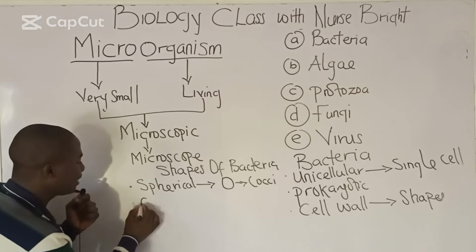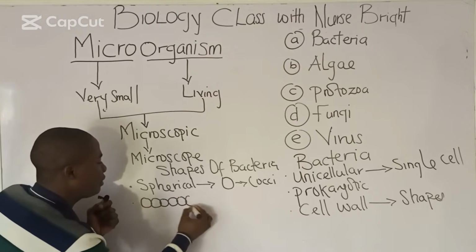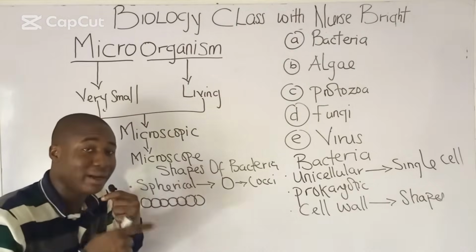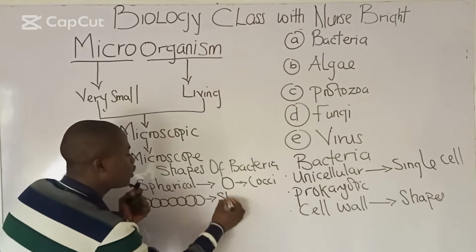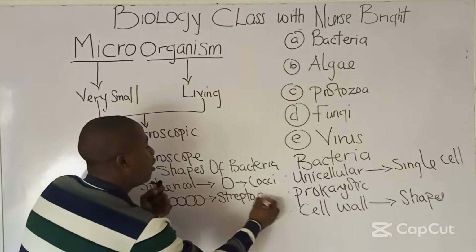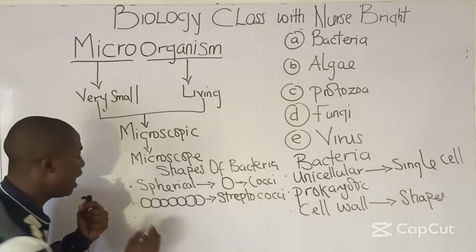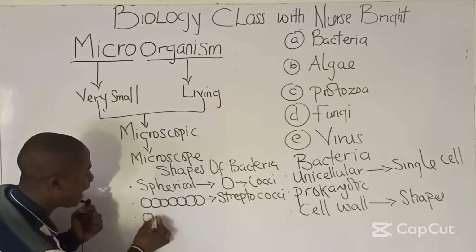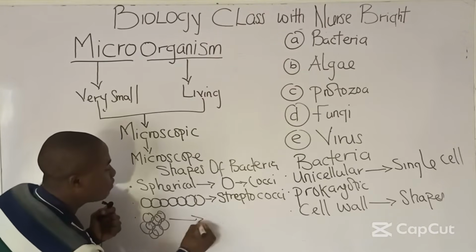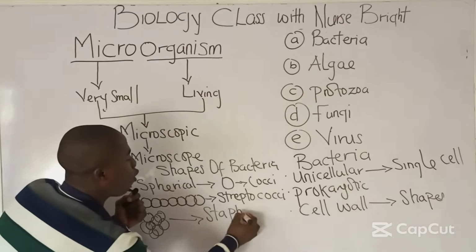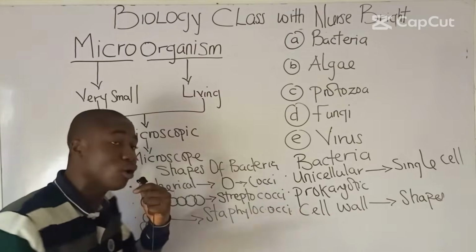Now, this must be noted. These cocci bacteria that adhere to form a long chain, you can see this spherical-shaped bacteria, basically have a name, and it is simply called streptococci. Now, moving further, the same cocci that adhere to form clusters, cocci in clusters, are simply called staphylococci. We have various forms of the spherical-shaped bacteria, which is the cocci.